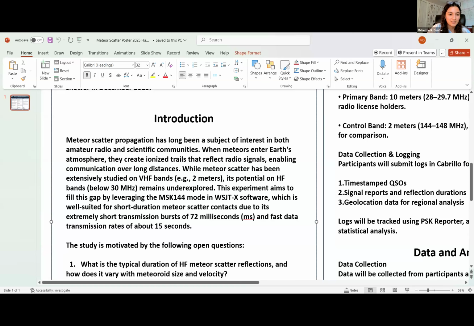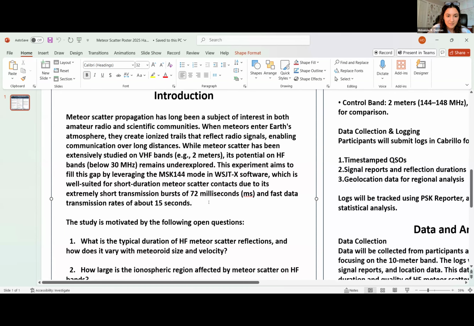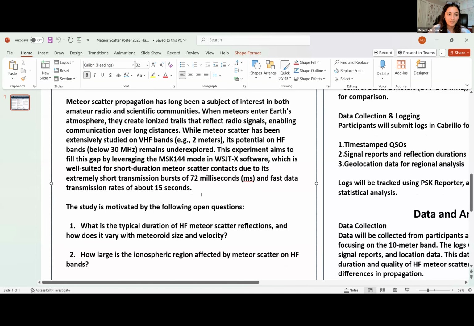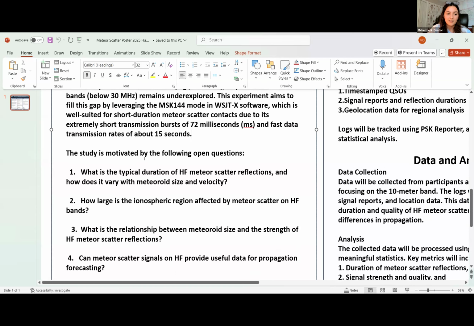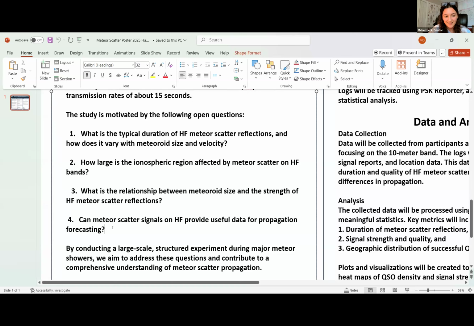And then I went over the introduction to Meteor Scatter, just what it is, if anyone wants to read that. Explaining right here, while Meteor Scatter has been extensively studied on VHF, its potential on HF bands remains underexplored. So that's the whole point of this QSO party. We want to dive into HF Meteor Scatter. And then these are the questions that I have written, still trying to figure out what we want to do specifically, but if anyone has any suggestions for more scientific questions for this event, I would greatly appreciate it because this is what I have so far.